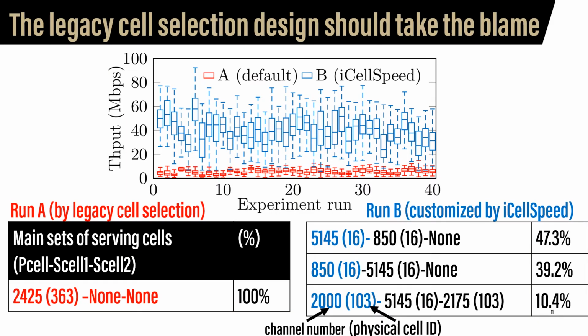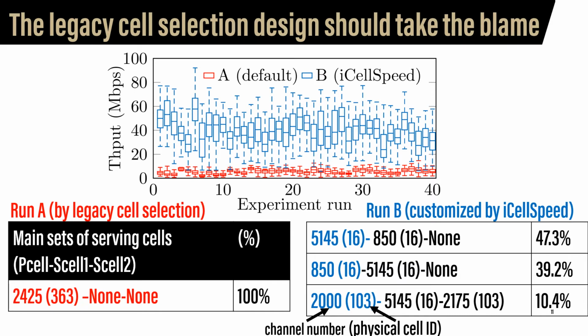Now, let's go back to the previous instance to illustrate how the legacy cell selection should take the blame. We examine the set of serving cells used in these 40 pairs and show the set of serving cells. Each set is represented by one primary cell and at most 2 secondary cells. Each cell is represented by its channel number followed by its physical cell ID. So here in run A, we can see that only one serving cell A is used without carrier aggregation. It operates on channel 2425 with cell ID 363.